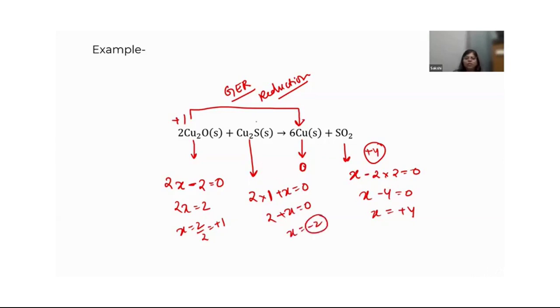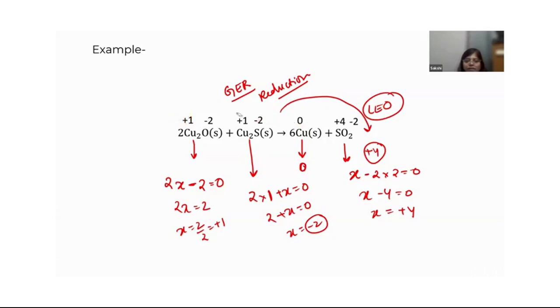So sulfur going from -2 to +4 is like a loss of electrons. And loss of electrons is what? It is oxidation. Right? So hence it is given here also. I will just erase what I have written, right? And so you can make out what is reduction, what is oxidation based on the oxidation number. So I hope you have got it, how to calculate the oxidation number.